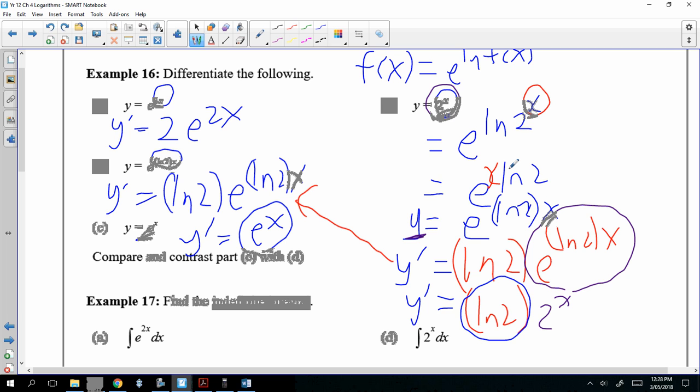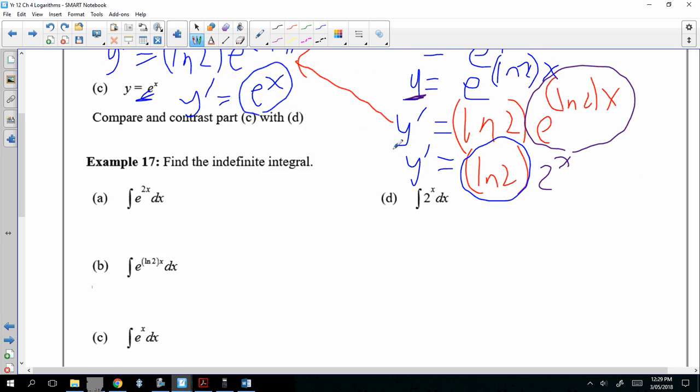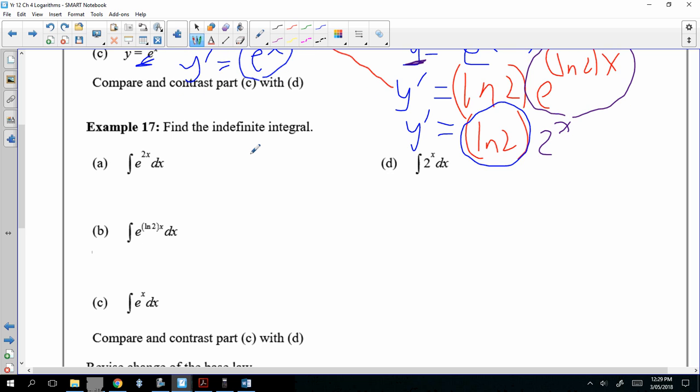So exactly the same thing. How do I integrate e to the power 2x? What do I do? What's the formula? 1 over 2. Yes? Still, is that known to you? That's known. Good. It's on the formula sheet. So if there's a number here, you just divide by that number in front of x.